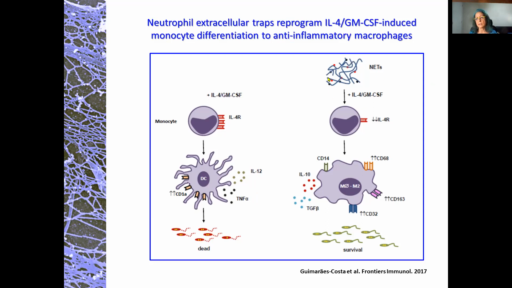Otherwise, if you add NETs to this culture, you decrease the IL-4 receptor, we increase some markers of M2 macrophage, we have more secretion of IL-10 and TGF-beta, and all this is the milieu that favors parasite survival, parasite replication. So we are seeing that NET is modifying the differentiation of these cells. And this would happen also in the Leishmania infection site.